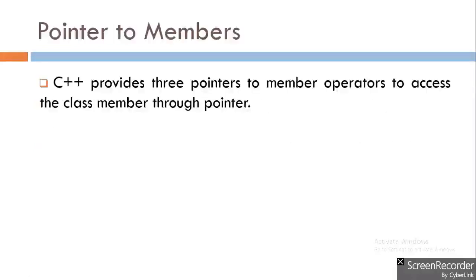Now let's see the next topic, pointer to the members of a class. C++ provides 3 pointer-to-member operators to access the class members through pointers. We already discussed pointer to members in our unit 1 videos.